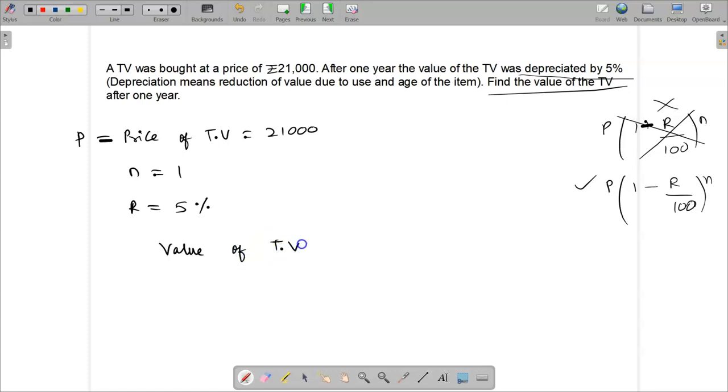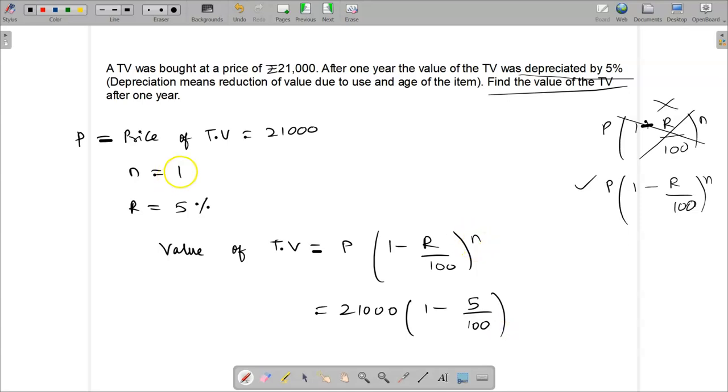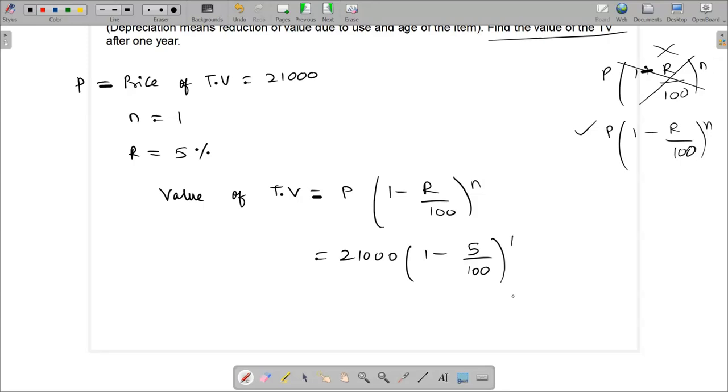Value of the TV is given by P into 1 minus R by 100, the whole power n. So what is P? It is 21,000. So 1 minus, what is R? It is 5. 5 by 100, the whole power n. The n value is 1 because it is 1 year. Anyway, the whole power 1 is the same value. So 21,000 into, the LCM is 100, so 100 minus 5. The power 1 you can leave. So 21,000 into 95 by 100.